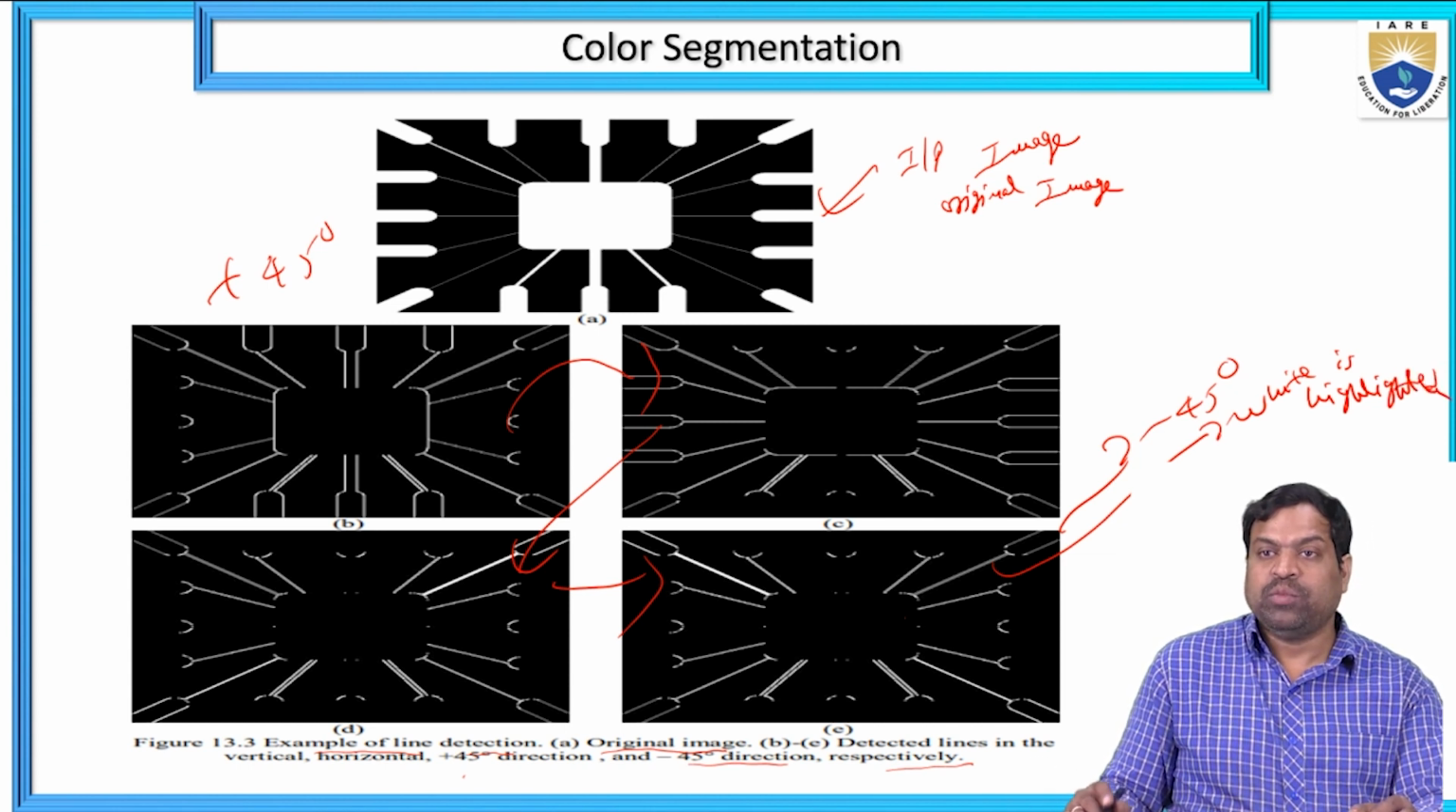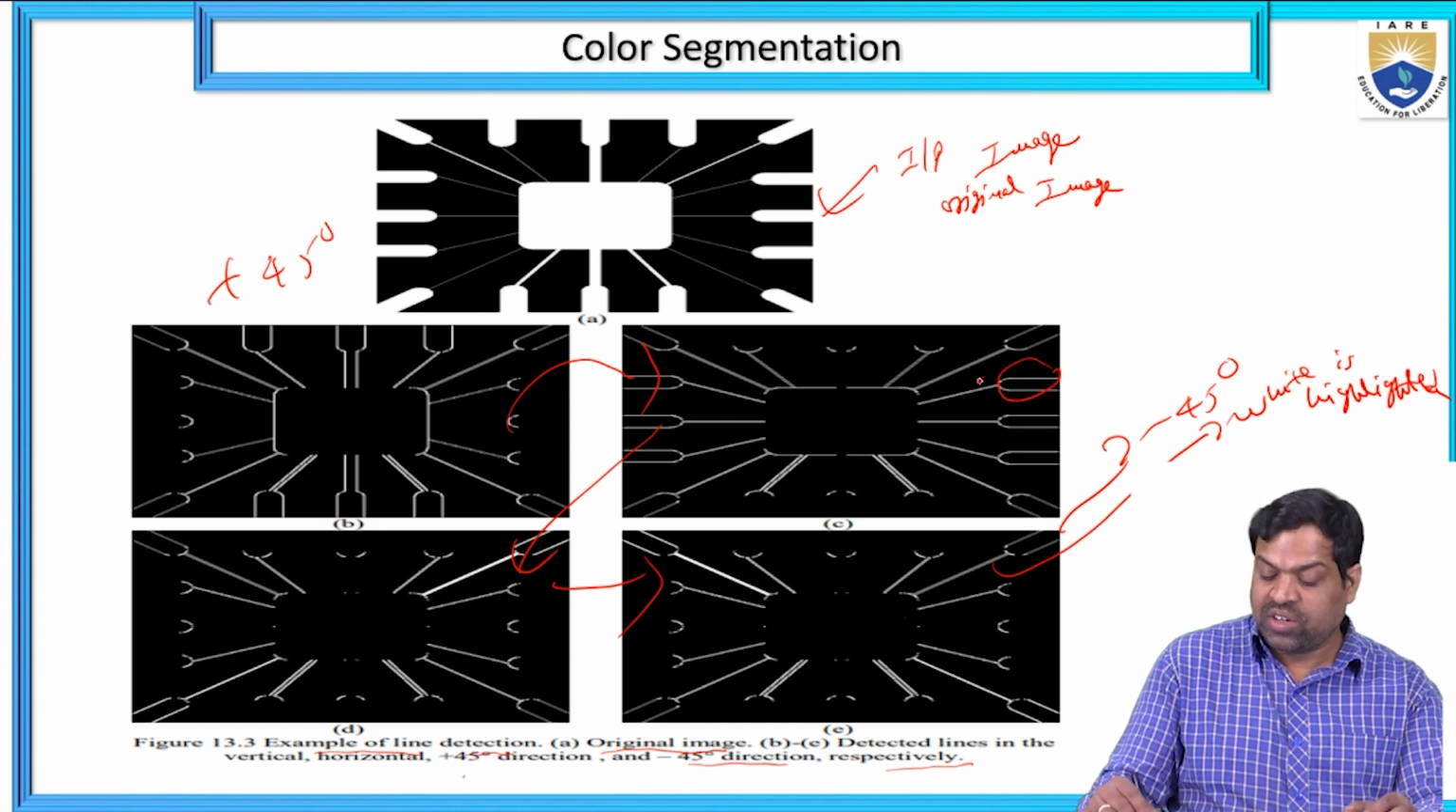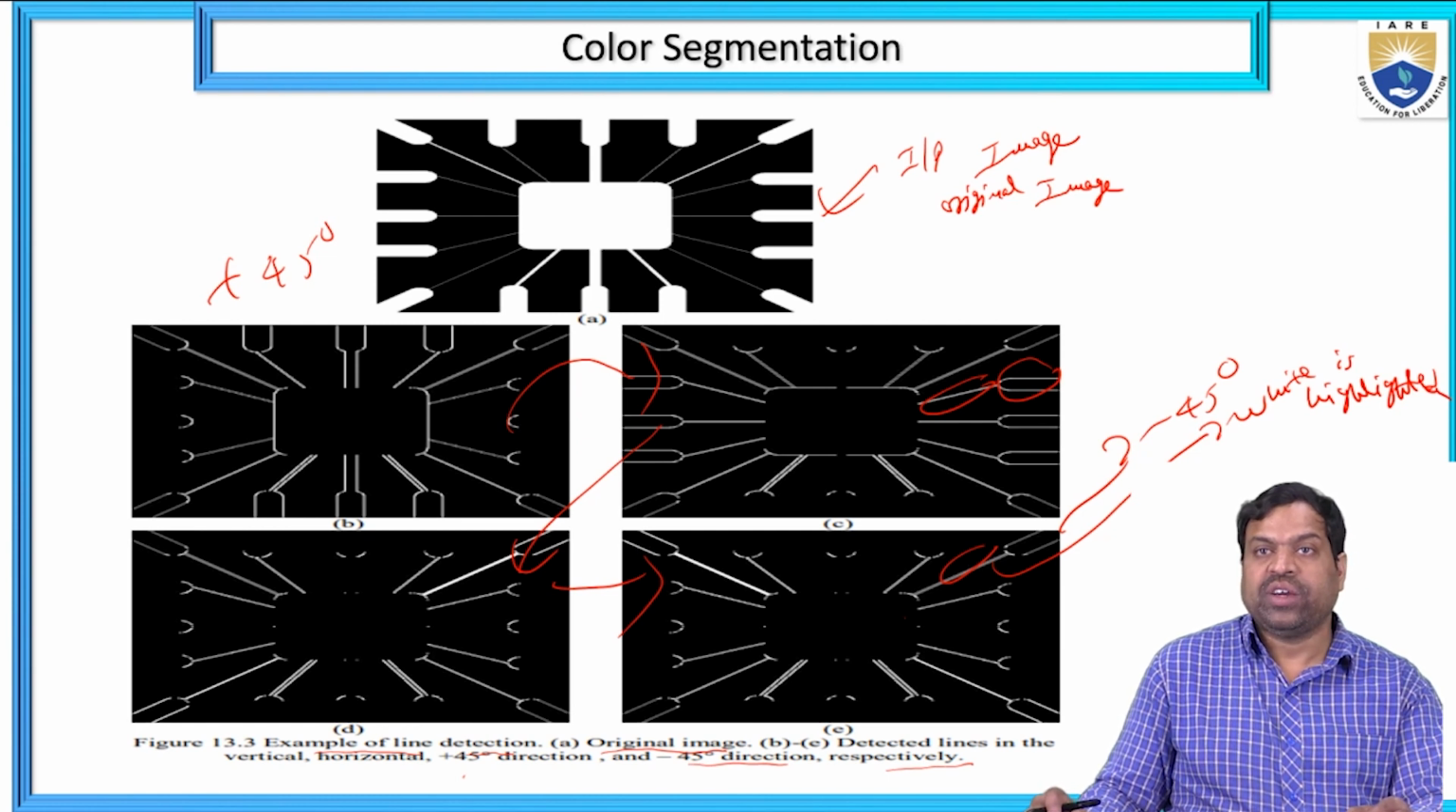So white is highlighted means line detection is applied. Only white color. So how many white colors are there? Only white colors are identified from the original image. That is a color segmentation.